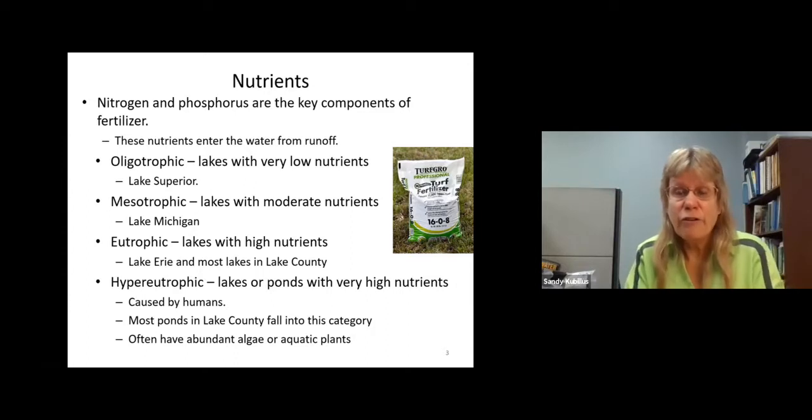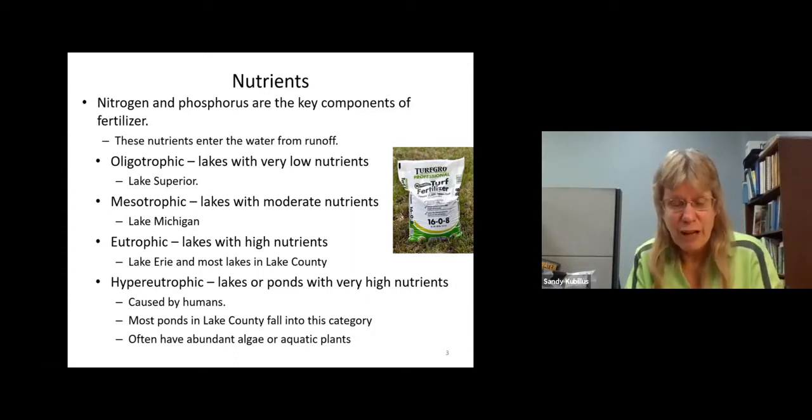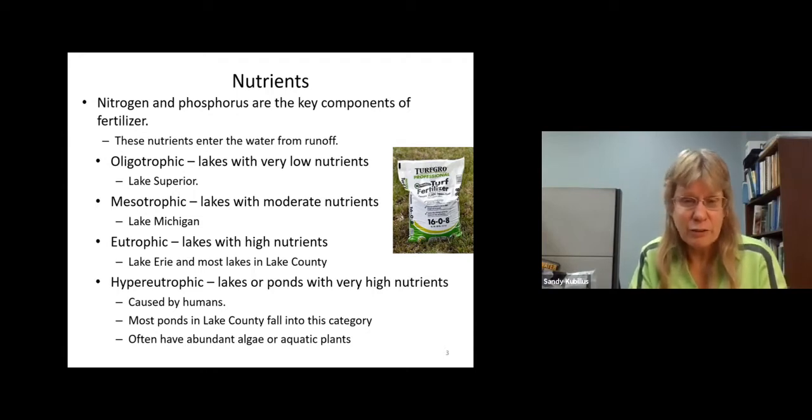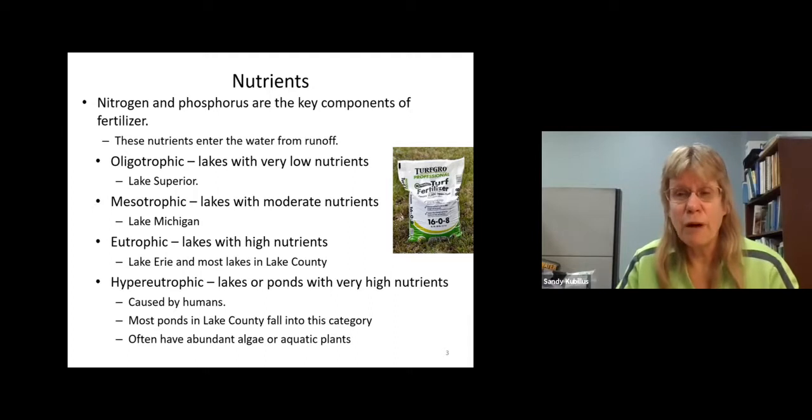And that's kind of artificial because we use so much man-made fertilizer, and it's caused our lakes and ponds to become much more nutrient rich. They usually have abundant algae. Sometimes they have abundant aquatic plants that can prevent even bringing a boat across because the plants are just so dense.